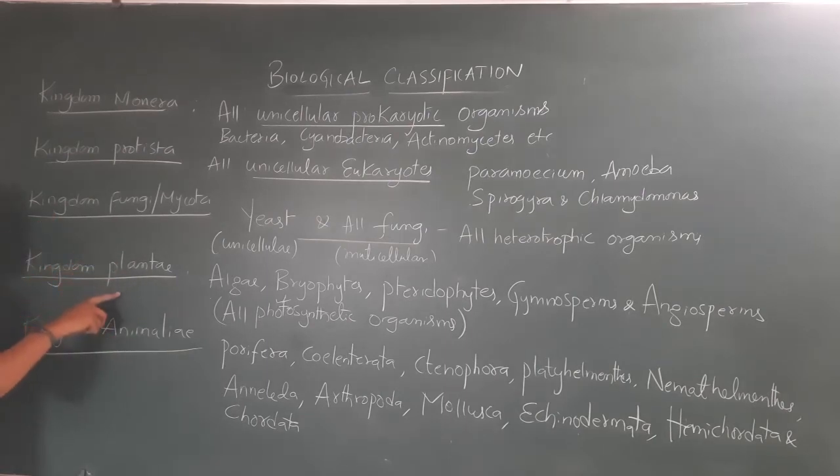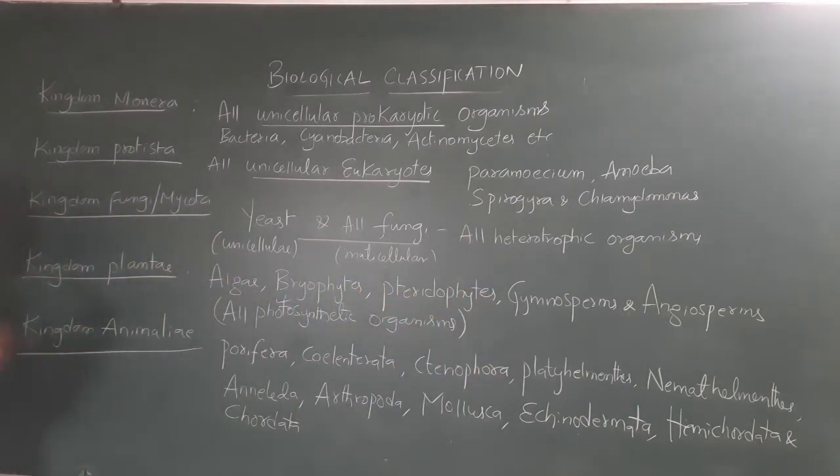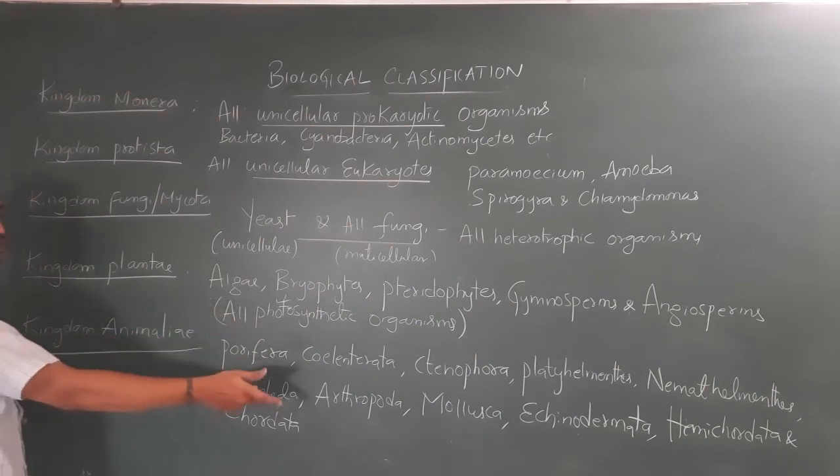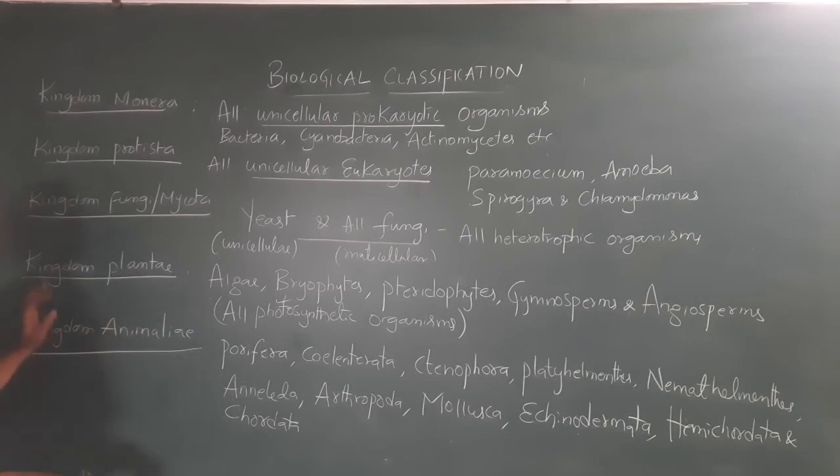In those chapters we are going to discuss algae, bryophytes, pteridophytes, gymnosperms and angiosperms, and for kingdom Animalia, the different types of phylums and animals. There is no separate chapter for kingdom Monera, kingdom Protista and kingdom Fungi. That's why in the biological classification chapter we are going to study in detail only these three kingdoms. So this is about the biological classification given by R.H. Whittaker.